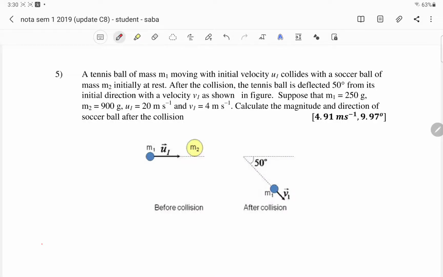So today we continue our lesson on chapter 3 for two-dimension momentum. Okay, we start with number 5.